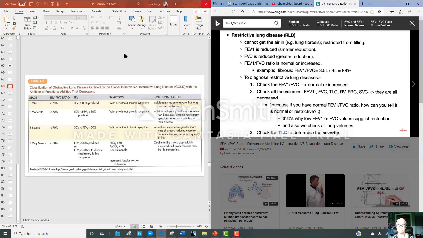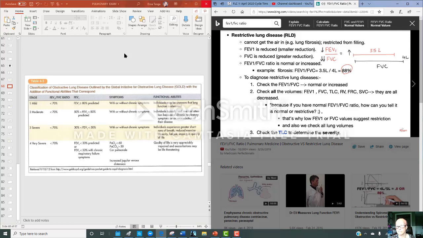So what's happening to FEV1? Decrease. How about FVC? Also decrease. The lung is not normal. But if you have FEV1 here and FVC here, the reduction in FVC was greater than the reduction in FEV1, leading to an increased FEV1 to FVC ratio, or it could be normal at best. So instead of getting 5 liters out, called FVC, I only got 4 liters. But during the first second, I got 3.5 liters out, which happens to be 88%.